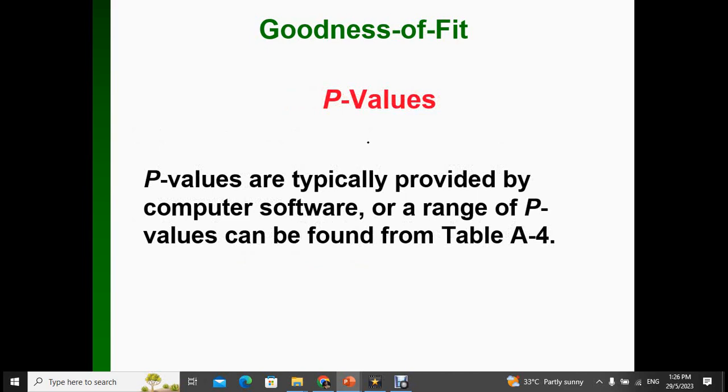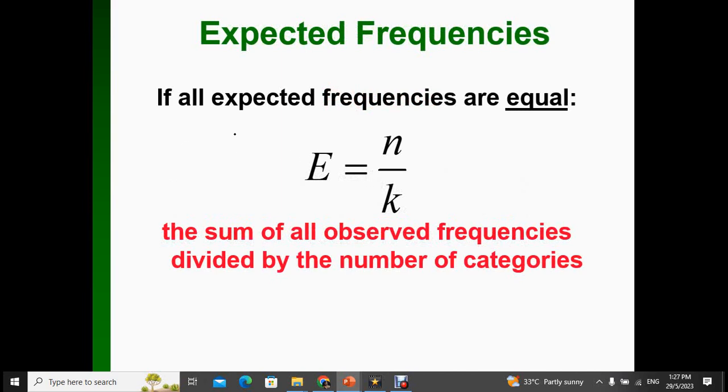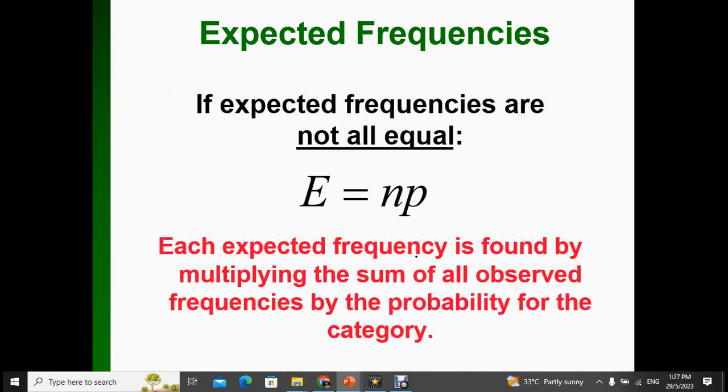Another thing you need to know is about P-values. P-values are typically provided by computer software, or a range of P-values can be found from the table given after this. If all expected frequencies are equal, we use E equals N divided by K, the sum of all observed frequencies divided by the number of categories. If expected frequencies are not equal, we use E equals N times P, where N, the sum of observed frequencies, is multiplied by the probability of the category. So if you have probabilities, use this one; if not, use N divided by K.